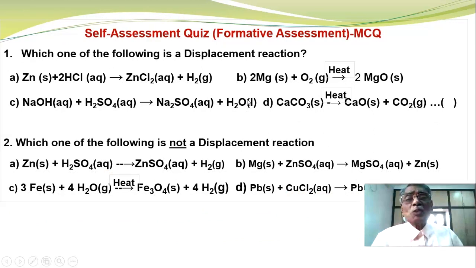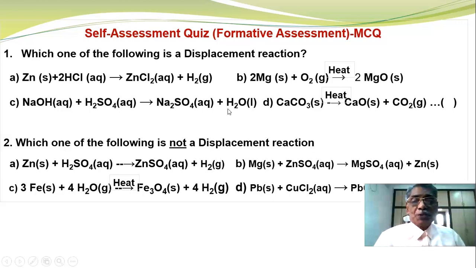Now, self-assessment quiz. Which one of the following is a displacement reaction? Option A, Zn plus 2HCl giving rise to ZnCl2 plus H2. Option B, 2Mg plus O2 on heating gives rise to 2MgO. Option C, NaOH plus H2SO4 giving rise to Na2SO4 plus H2O. Option D, CaCO3 upon heating gives rise to CaO plus CO2.